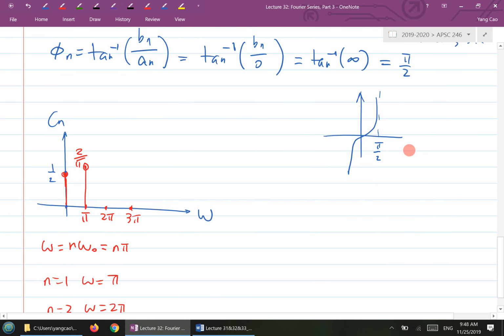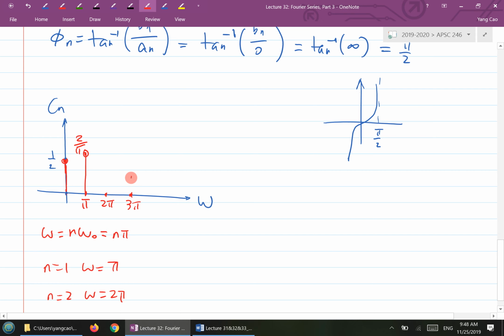So you draw another one here at 2 over 3 pi. And then 4 pi will become 0 again, right? So you can basically plot all of this amplitude out. And this one gives us the so-called amplitude spectrum. So this is Cn versus omega. That's called the amplitude spectrum.